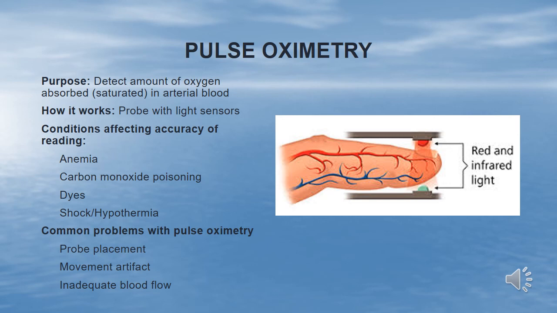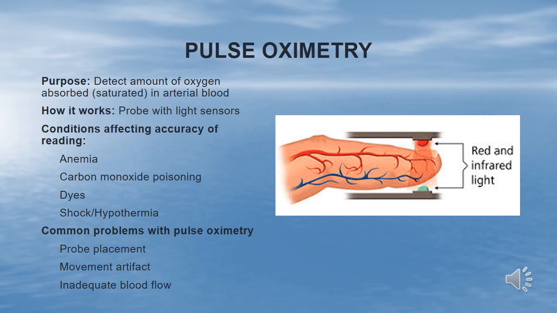This process takes 3 to 10 seconds, so is not immediate, but desaturation is noted faster by pulse oximetry than by clinical observation. Several factors can affect the accuracy of the reading. Anemia, or a decreased amount of hemoglobin, can indicate a reading within normal limits, but there may not be enough saturated hemoglobin to reach and oxygenate the tissues.